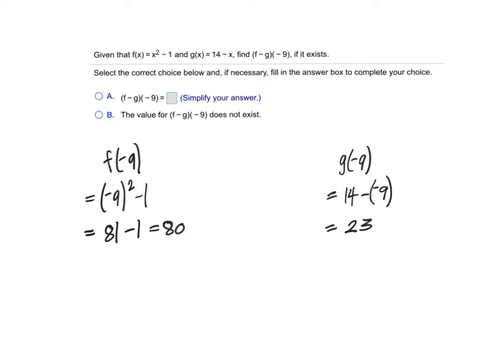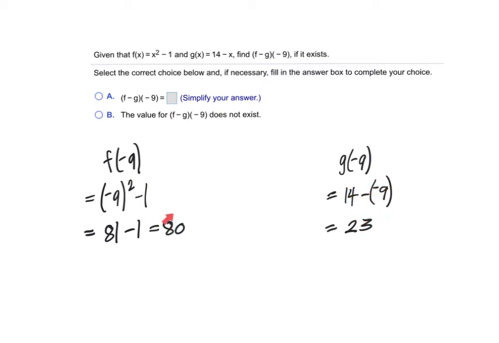For g of negative 9, notice finding g of negative 9 has nothing to do with this number 80 right here. You plug negative 9 into g of x. So that's 14 minus x. In this case, it's going to be 14 minus negative 9.